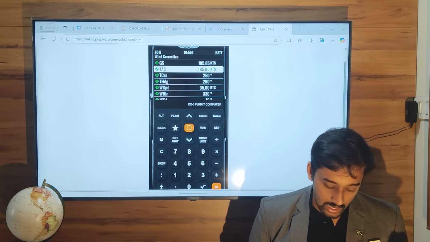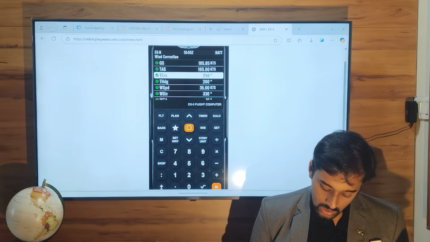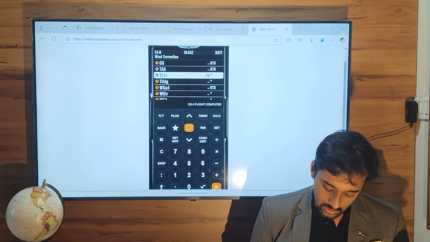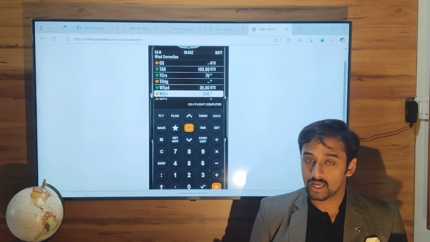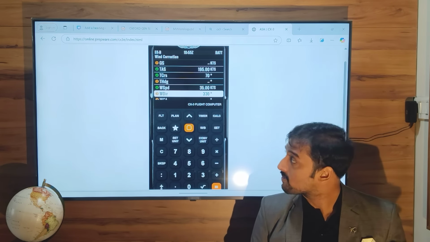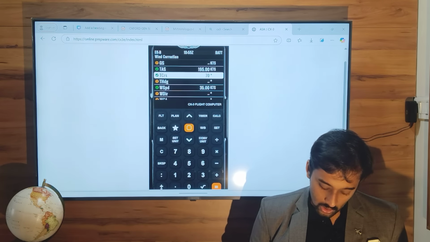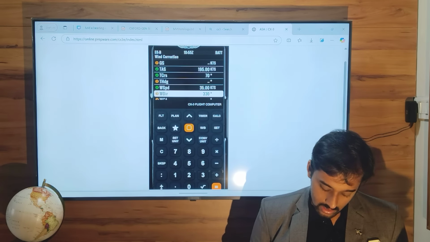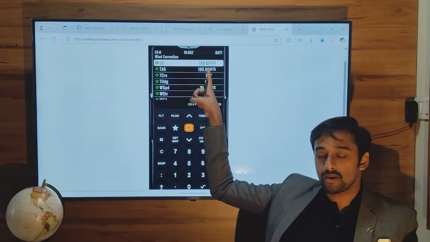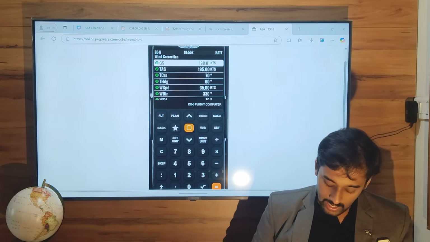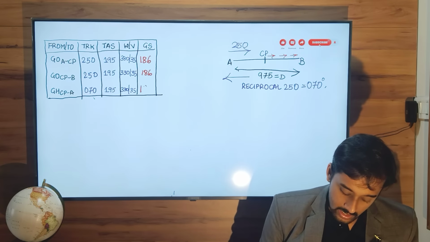So true airspeed is 195, true course is 70, wind direction 330, wind speed 35, and true course 70. So your ground speed will be 198.01. So 198 knots.